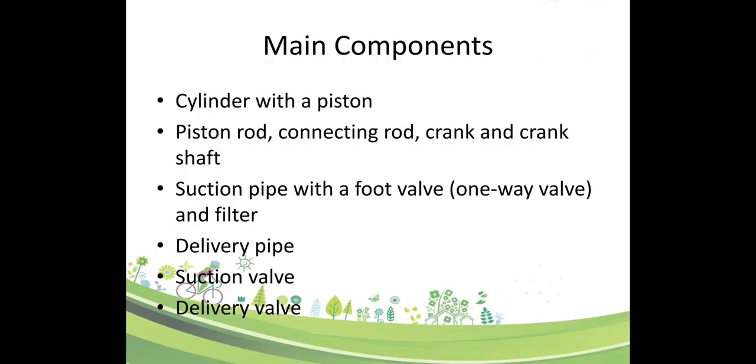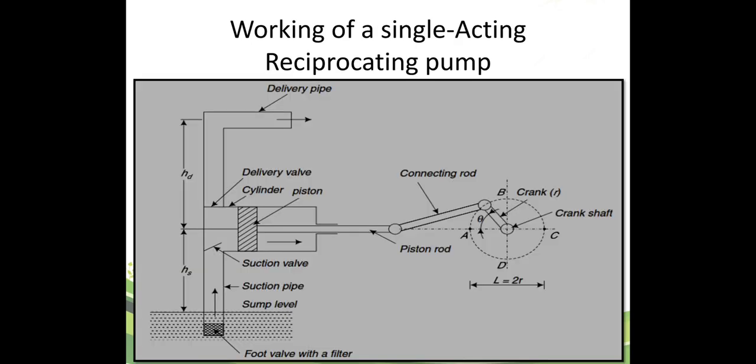The main components are the cylinder with the piston, piston rod, connecting rod, crank and crankshaft. The suction pipe with the foot valve. We can use a one-way valve. It is inbuilt with the filter, delivery pipe, suction valve and then delivery valve. All the components are there.